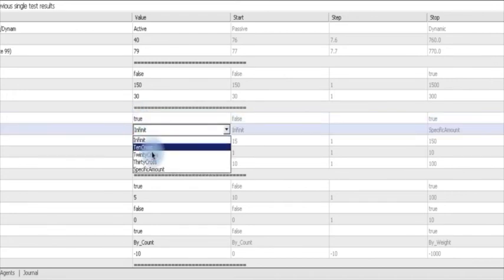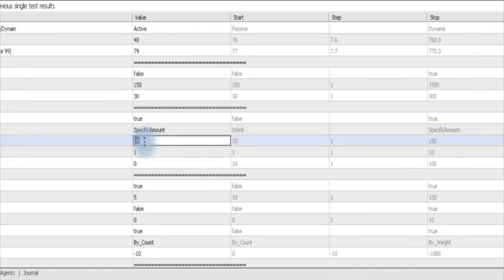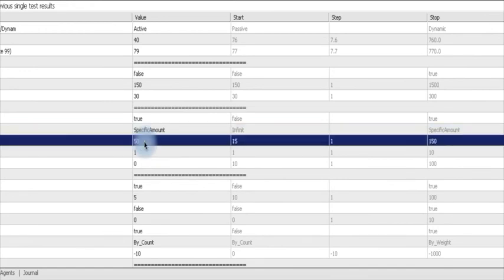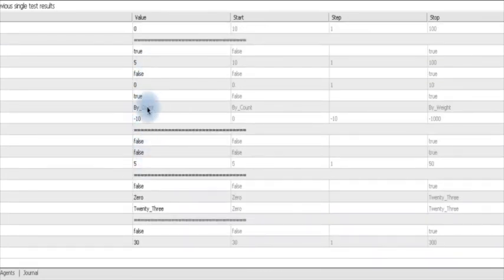I have the specific amount, and I say I don't want to lose more than $50 for each position. This is what I have. And I have it, at the end, by count.